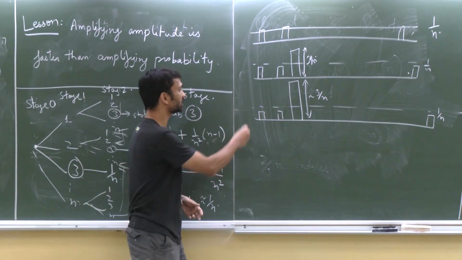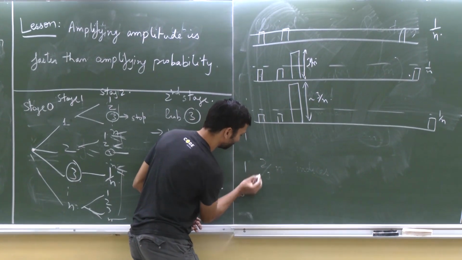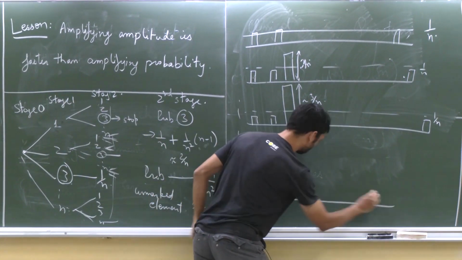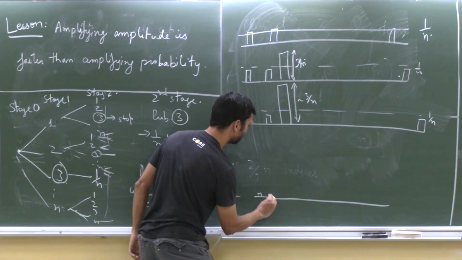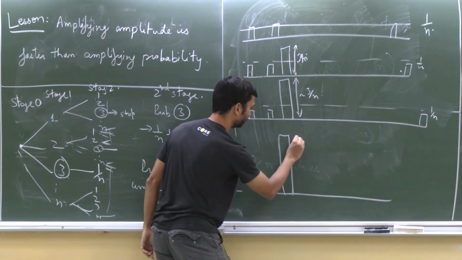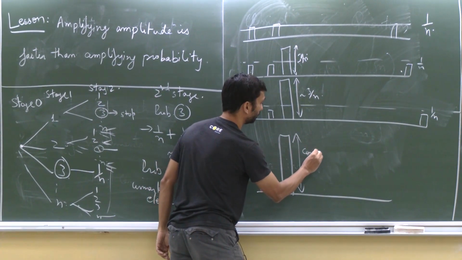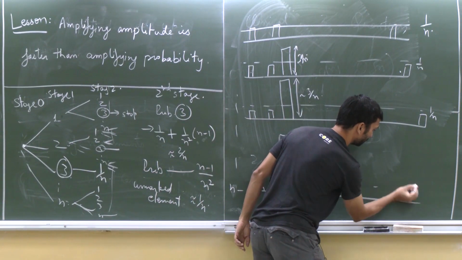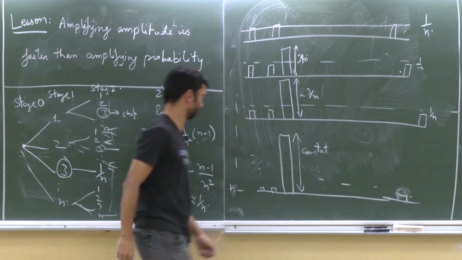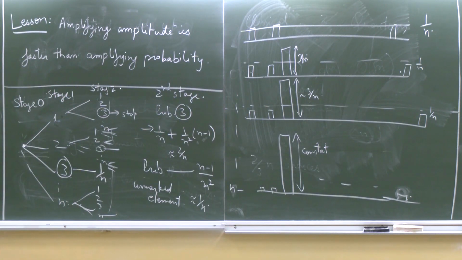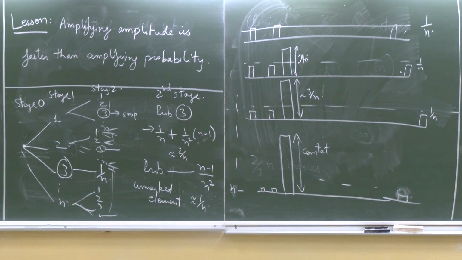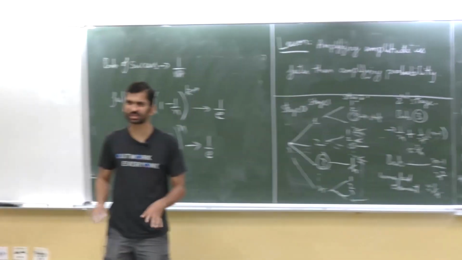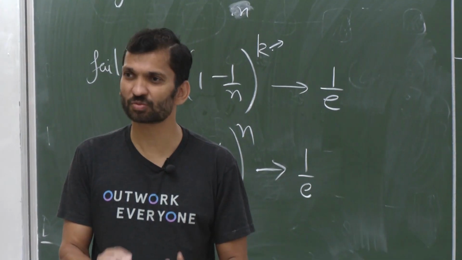I have to repeat this after n repetitions. This will become really, really small. Right? I'm not doing exact calculations, but this is what is happening, right?